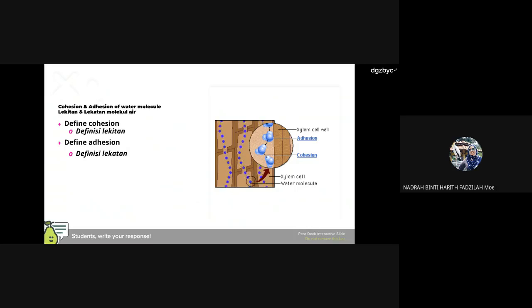Okey, jom kita check sama-sama. What is defined by cohesion? What is defined by adhesion? Boleh tengok pada rajah tu, kamu rasa apa? Kalau cohesion tu, molekul air dia macam mana? Kalau adhesion tu, molekul air tu tertarik dengan siapa? Kalau cohesion tu, molekul air tertarik dengan siapa?